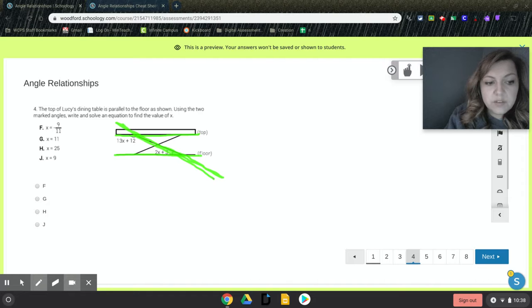Well, you can look at it and kind of tell this is an acute angle and this is an obtuse angle. So they're not congruent. So if they're not congruent, then more than likely they're going to be supplementary.